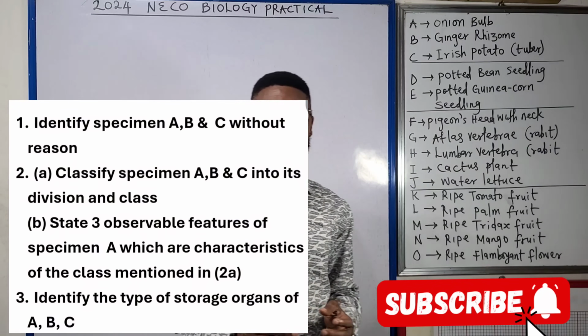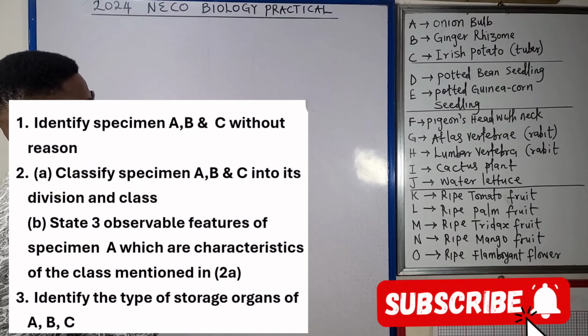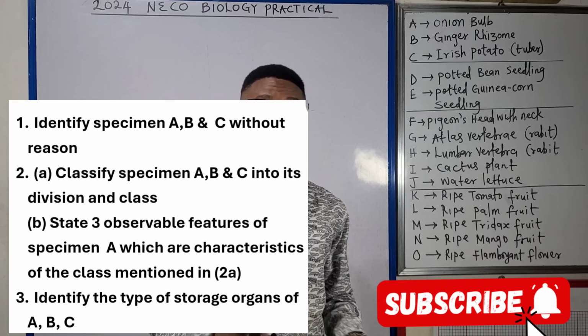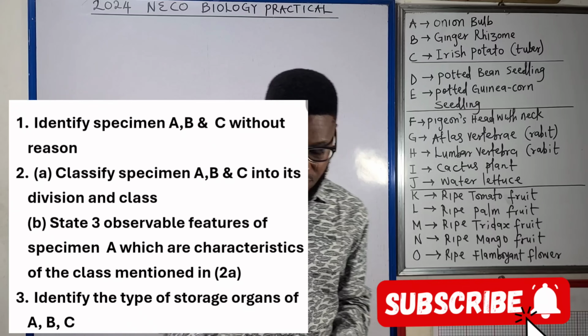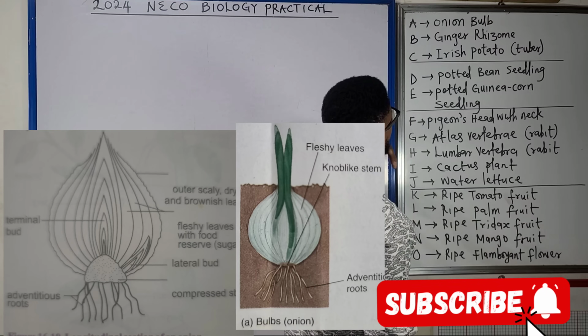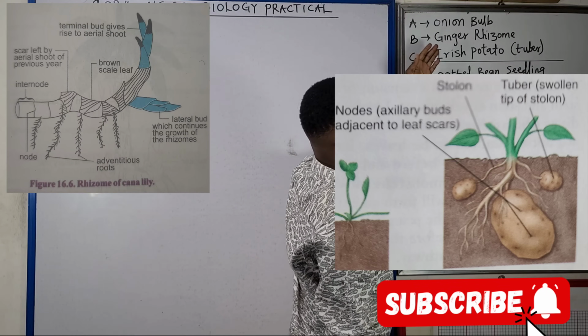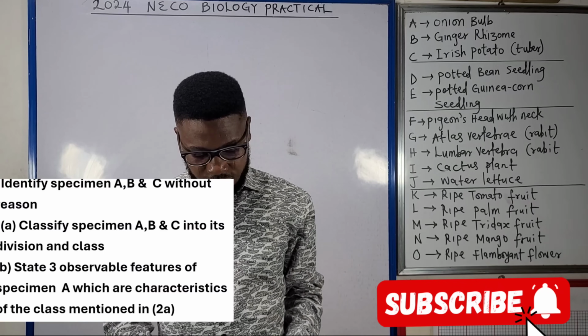Talking about the very first group, that's specimen A, B, C. The question says, identify specimen A, B, C without reason. In this case, you don't have to give any reasons. So the answer is quite simple. It is just for you to list. A is onion bulb, B is ginger rhizome, and C is Irish potato. That ends the first question.